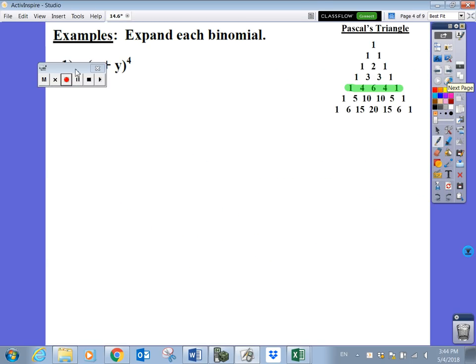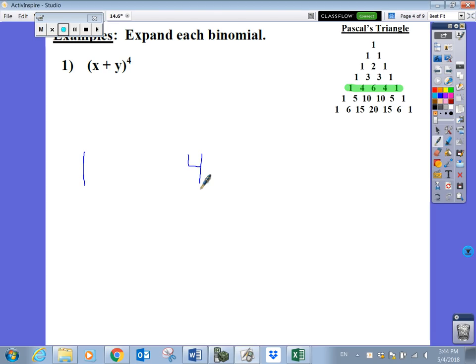So we're going to expand each binomial. This would be x plus y times x plus y times x plus y times x plus y, but we're not going to do all that. Since it's to the 4th, we look at the n plus 1. So 4 plus 1, we look at row number 5. So those numbers right there. So we're going to have a 1, a 4, a 6, a 4, and a 1. Let me space those out better.